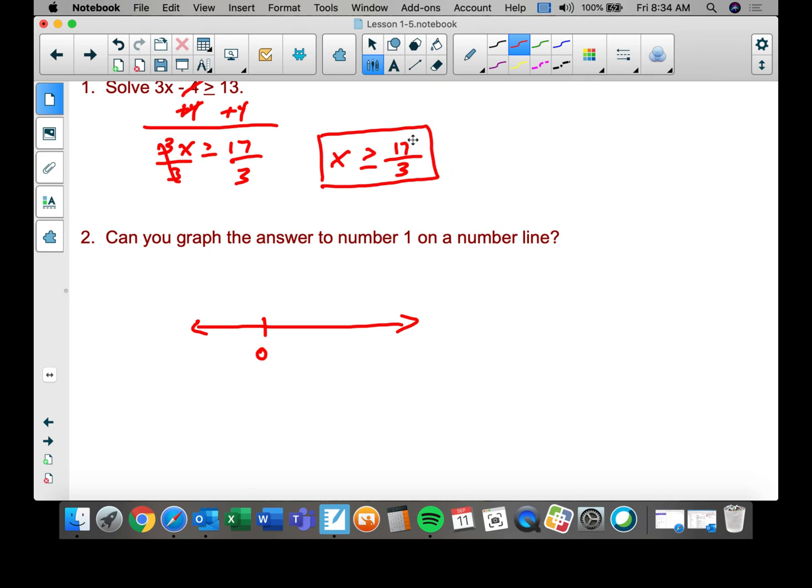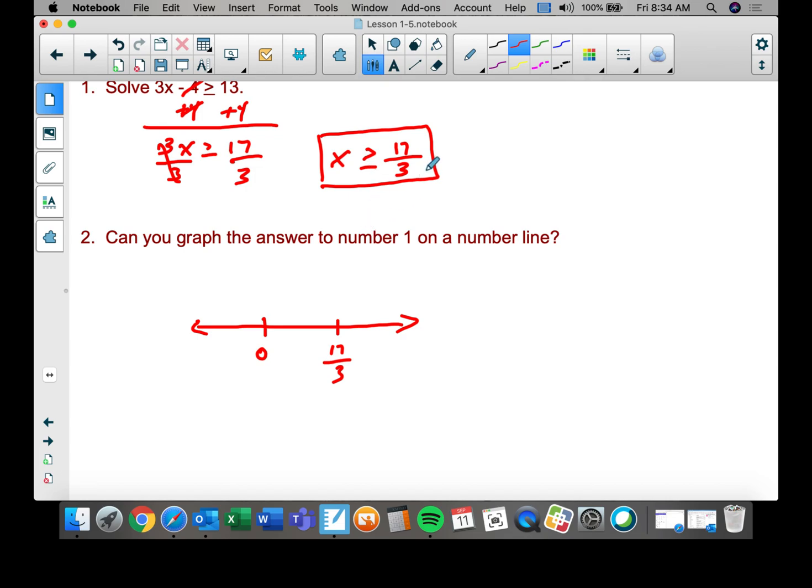In this case, 17 thirds we said is 5 2/3. So I'm going to put that over here someplace and call that 17 thirds. That's what we're going to take a look at. Now we're ready to go ahead and graph this. When I graph this answer on a number line, this inequality symbol up here means I want all of the values. X is all of the values greater than or equal to that value of 17 thirds.